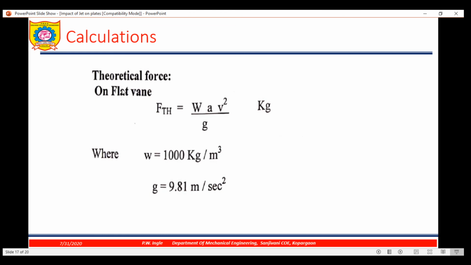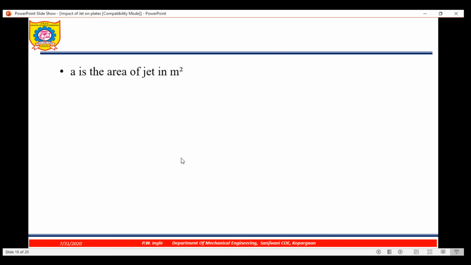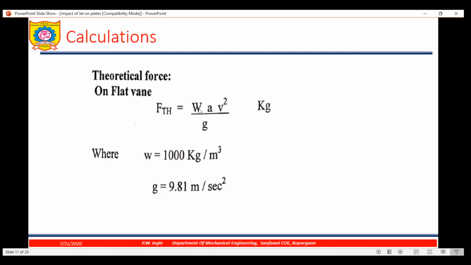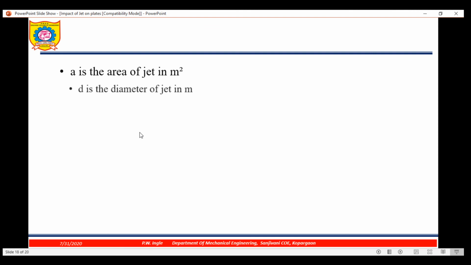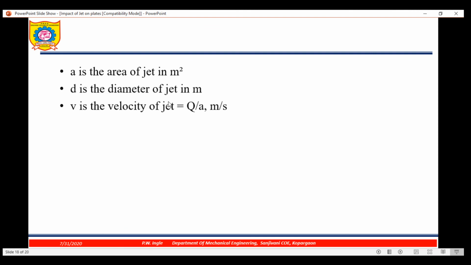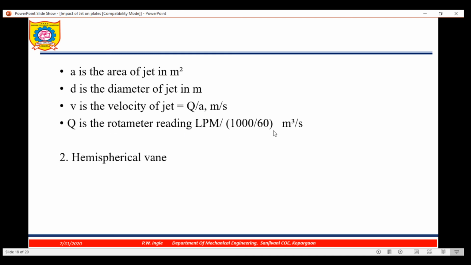For the different planes, the theoretical force on the flat vane is W A V square upon G. W is nothing but rho G, so G will get cancelled out. So what you are getting? Rho A V square. If you are taking W as kg, you get the force in kg. If you are taking W as rho G, then you will get it in Newton. Where A is the area of the jet in meter square, D is the diameter of the jet, and V is the velocity, that is Q by A. Q is nothing but the rotameter reading. It is in liter per minute, so you convert it into meter cube per second. First convert to liter per second, then to meter cube per second.